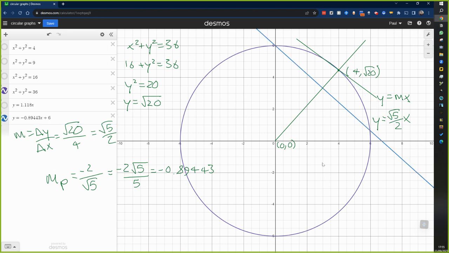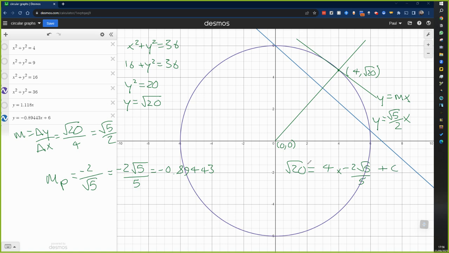So the way to do it is a similar sort of way that we've been doing so many other problems. We look at the point here and we see that the x value is 4, the y value is root 20. And so therefore, we know that root 20 is going to be equal to 4 times the value for m, which we have learned is negative 2 root 5 over 5. And then it's going to be plus c, right?